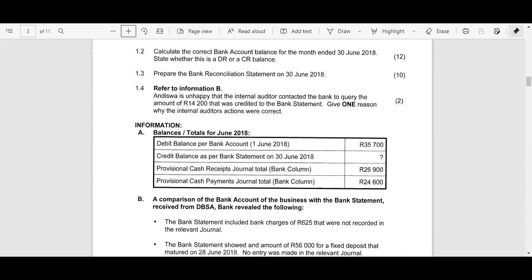Okay, so 1.2: calculate the correct bank account balance for the month ended 30 June 2018. State whether this is a debit or a credit balance. Okay, so let's talk about credits and debits. When it comes to the bank account, between debit and credit, which one is favorable and which one is unfavorable?